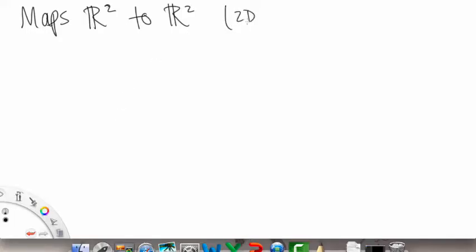So for the first case, this maps R2, the plane, like the XY plane, to R2. So we're saying we're going from one plane to another. This is a two-dimensional plane, that's what that represents. R3 would be your XYZ axes, that's three-dimensional space. But here we're working in two-dimensional space.